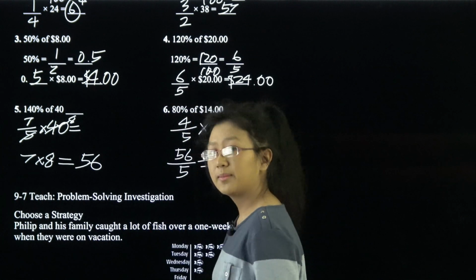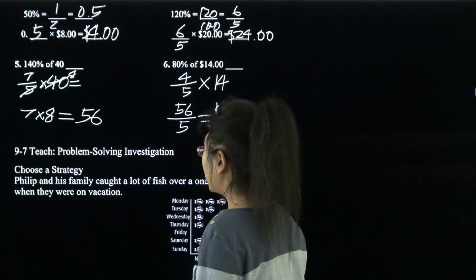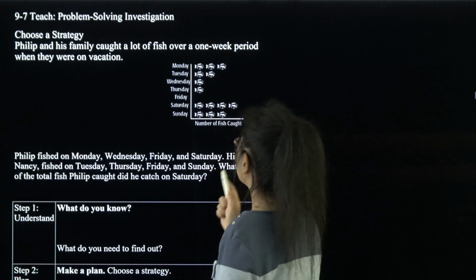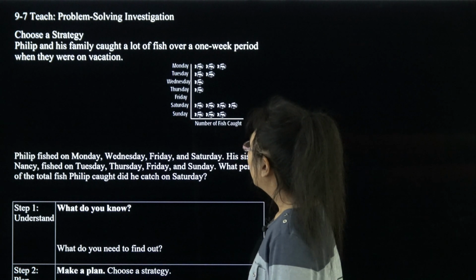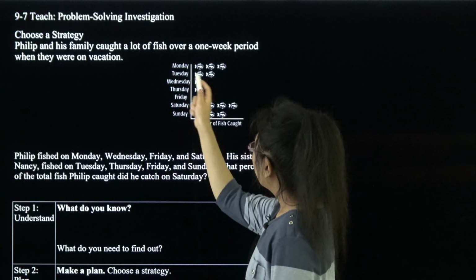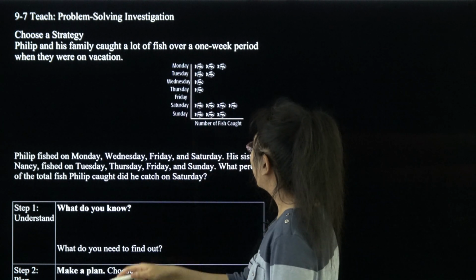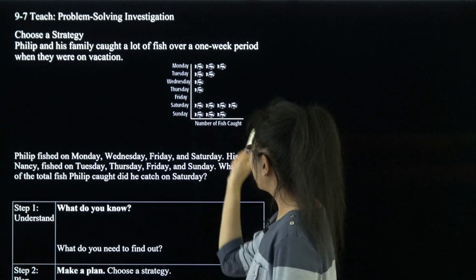Now we move on to section number 7. Another problem-solving investigation. This time we get to choose our strategy. Philip and his family caught a lot of fish over a 1-week period when they were on vacation. This Monday they caught 3, Tuesday they caught 2, Wednesday 1, Thursday 1. Oh, Friday wasn't a good day. Saturday they caught 4, and Sunday they caught 3.